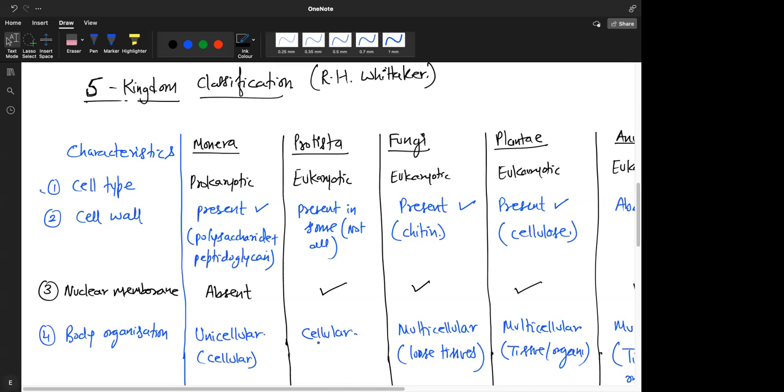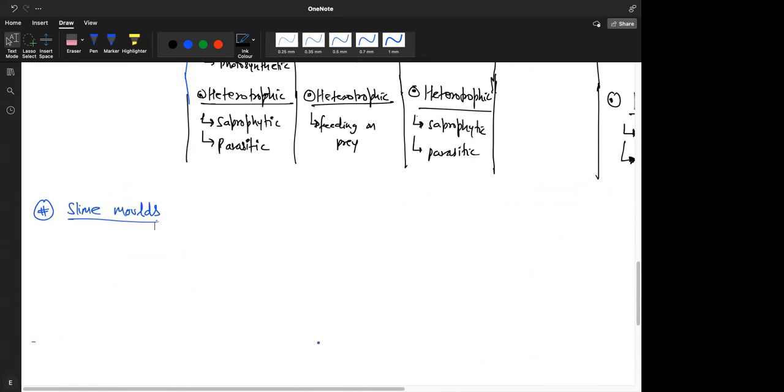Okay, so this happens in porifera, which is in the kingdom Protista, and also it happens in slime mold. Now, slime molds that we are going to talk about are of two types. One is called plasmodial slime mold or cellular slime mold, but I think you don't have to go into that detail. But let me tell you, plasmodial slime mold and cellular slime mold.